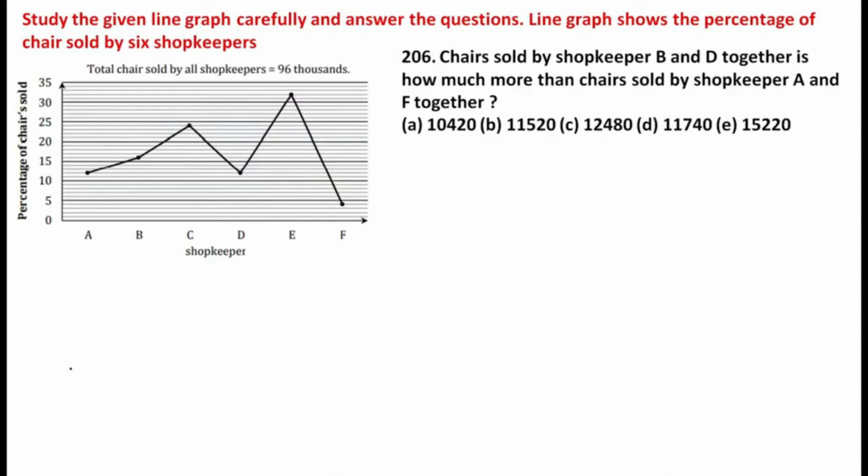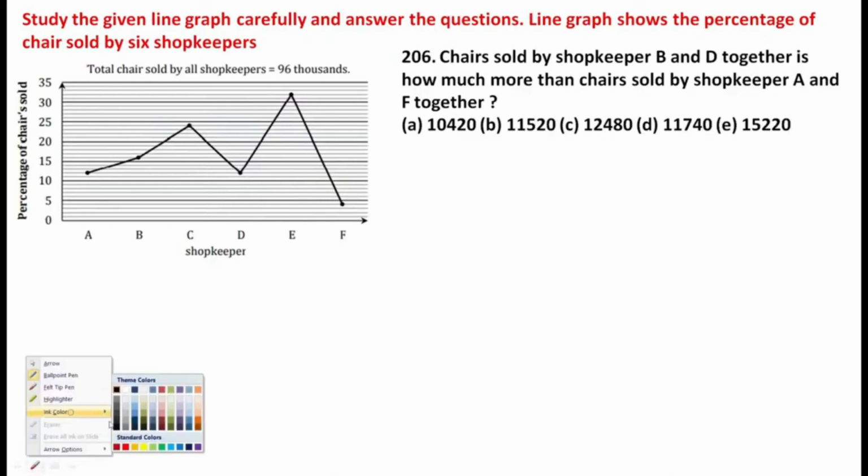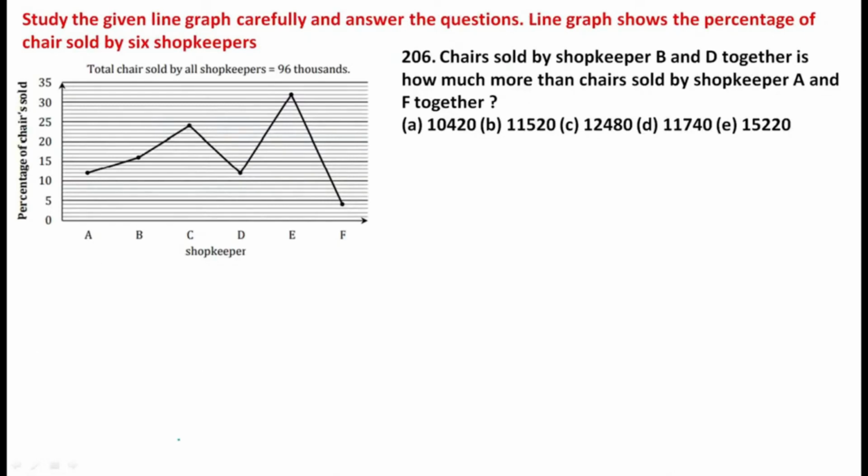Yes. Next one. There is a data interpretation question. Study the given line graph carefully and answer the questions. The line graph shows the percentage of chairs sold by six shopkeepers. Now the total chairs sold by all shopkeepers are exactly equal to 96,000. The total chairs are 96,000. Now the shopkeepers here are A, B, C, D, E, F. They are exactly on the x-axis. The percentage of chairs sold is exactly on the y-axis.